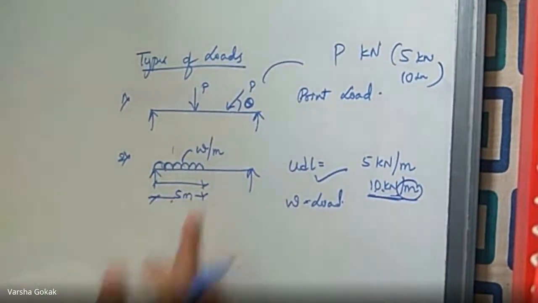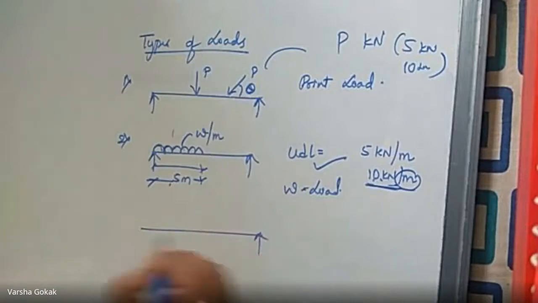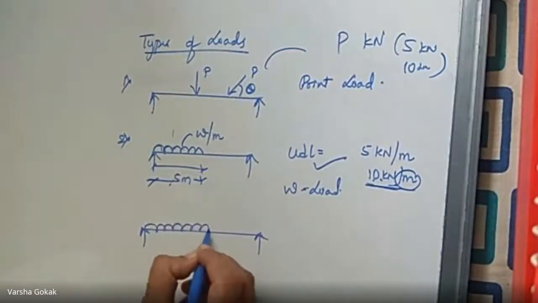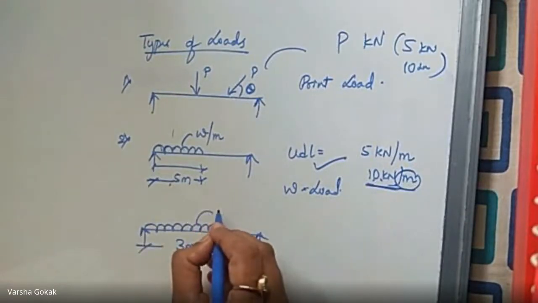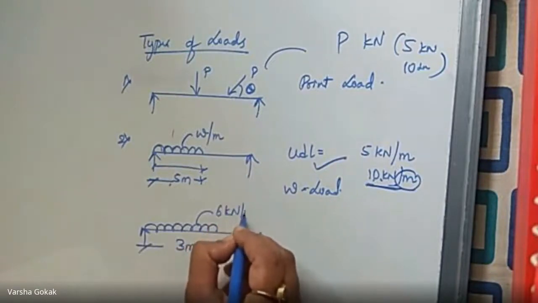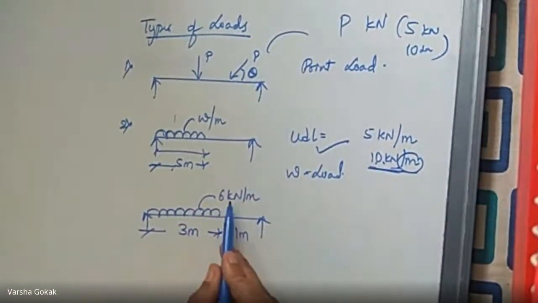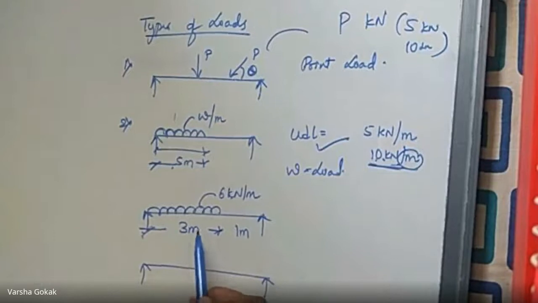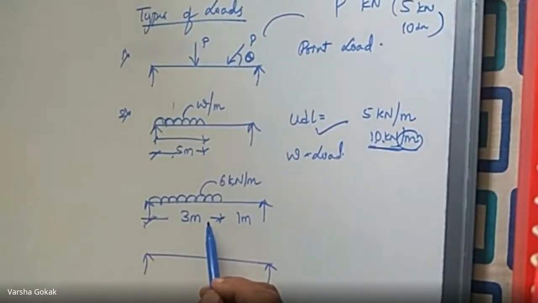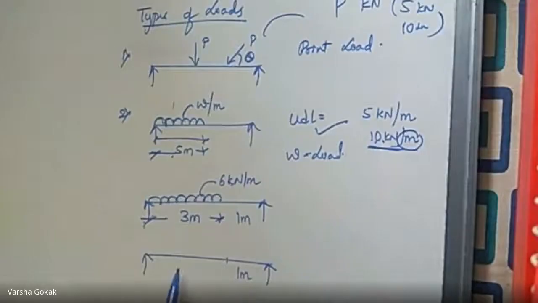Then, if I want to take up an example, I want to draw the free body diagram for this. Say this is 3 meters, this is 1 meter, and I give you here a load of 6 kilonewton per meter. The UDL is 6 kilonewton per meter, acting for a length of 3 meters, and this 1 meter has nothing. So if I want to draw a free body for this, how do I draw? I will say 6 into 3. Am I right? That is going to be how much? 18. And where will I place that 18?